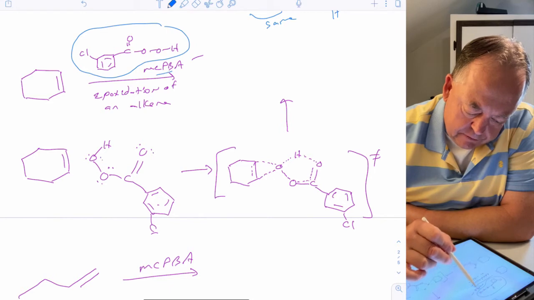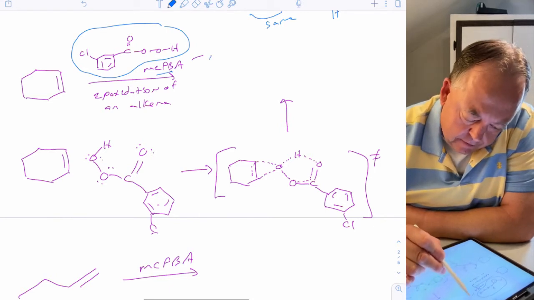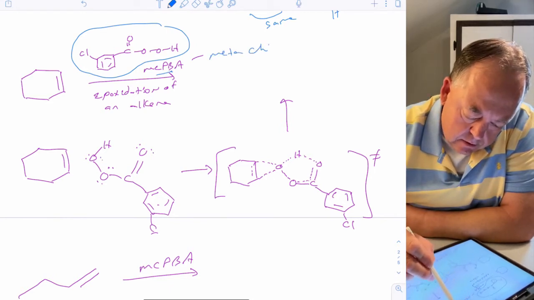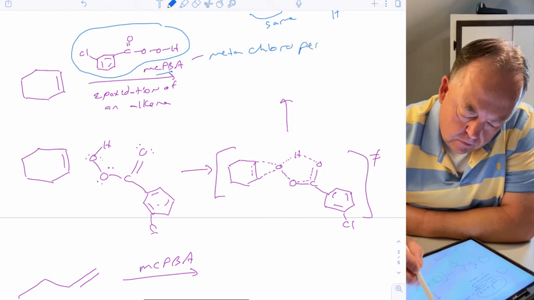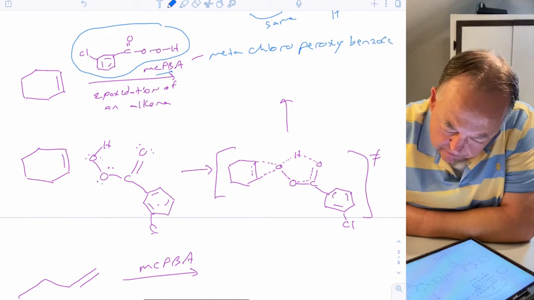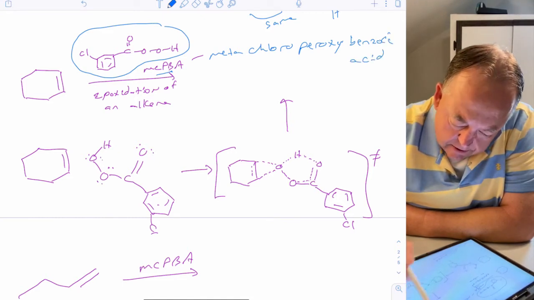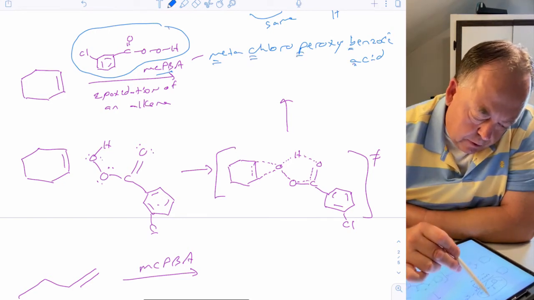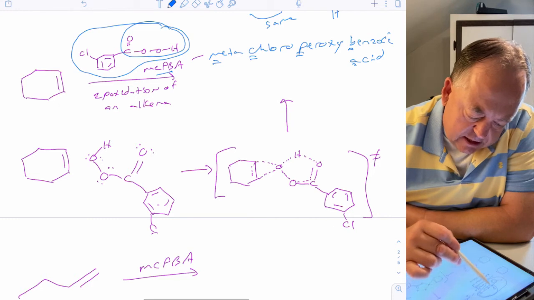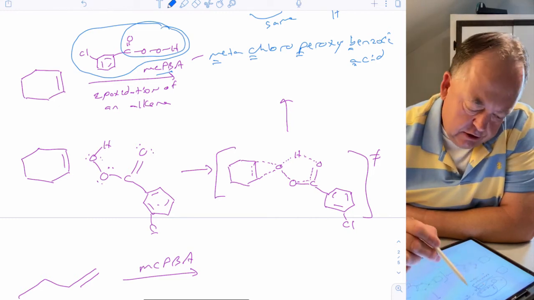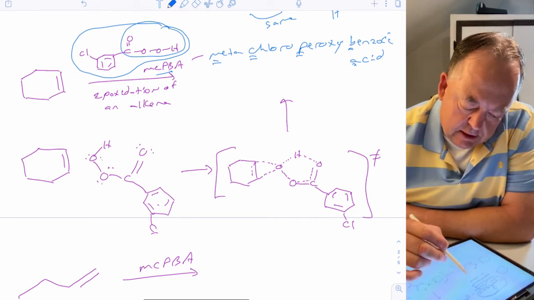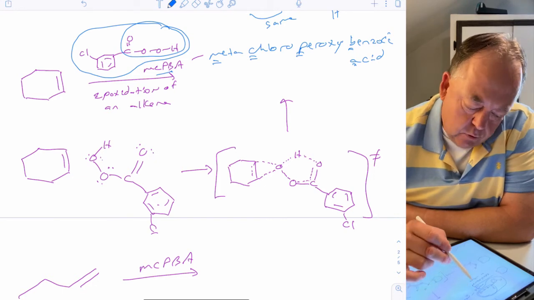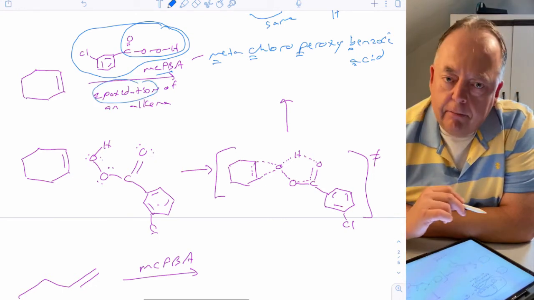Okay, so if we take an alkene with this reagent, this is what's known as MCPBA. It's an acronym for meta-chloroperoxybenzoic acid, MCPBA. So this is a peroxy acid. It's got a C double bond O, O, O, H. And so anytime you see a peroxy acid with an alkene, you're just going to make an epoxide.